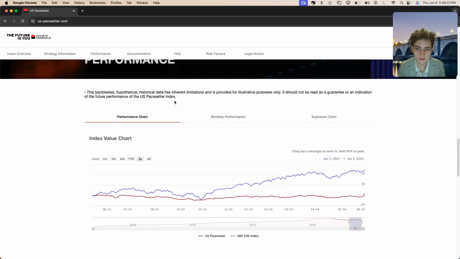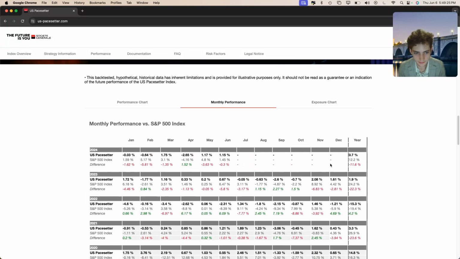So let's take a look at the monthly performance. Again, this is year to date, so from January to June 6th. As we can see, the S&P 500 has returned 12.2%, and this particular index has returned 0.7%. So it is up for the year, but it is nothing compared to the S&P 500. There is a difference of 11.6%. Not great. And we can see the same thing over here. 2023, this particular index returned 1.9% and 24.2% for the S&P index. So again, 22% difference. The S&P far outperformed this particular index.